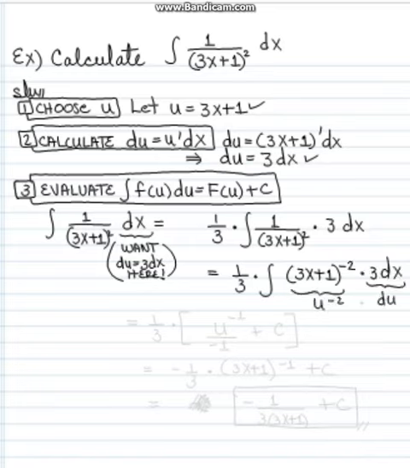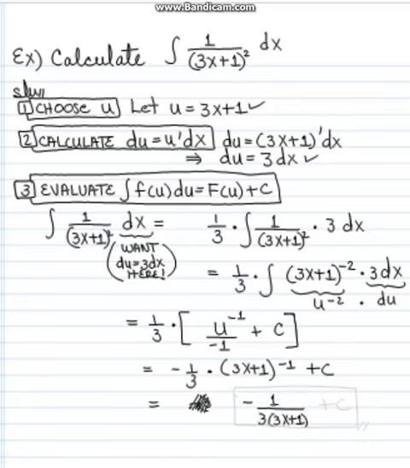I rewrote the 1 over u squared as u to the negative 2, because I'm going to use the power rule to find the antiderivative. I'm going to add 1 to the exponent negative 2, and that's going to give me a negative 1, then multiply by the reciprocal of negative 1, and then add C at the end. So when I distribute the negative sign, I have negative 1/3 times (3x plus 1) to the negative 1 power plus C, which is negative 1 over 3 times (3x plus 1) plus the constant C.